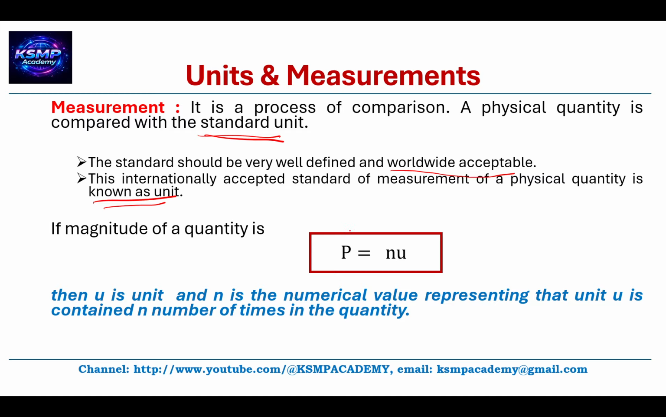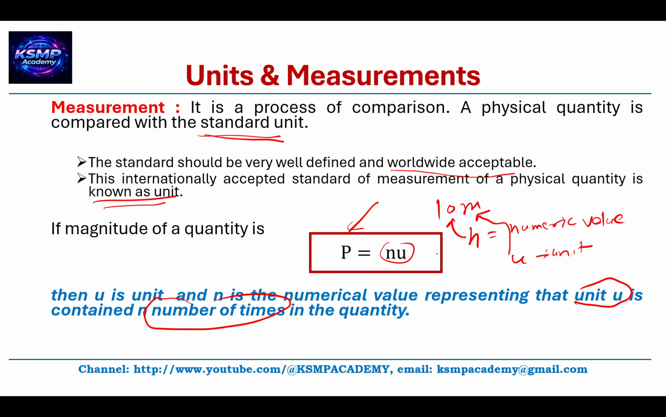Let us see, for example, we have a physical quantity P and it is expressed as nu. Here n is the numeric value, and u is the unit. Let us say we have a measurement of 10 meter. Here the value of n is 10 and the unit is meter. So what we get here is that in the measurement, the unit u is repeated n number of times.